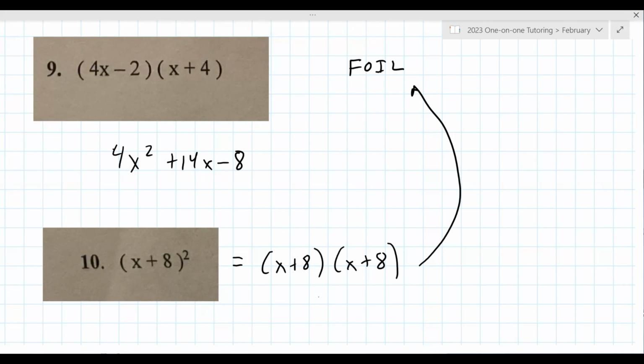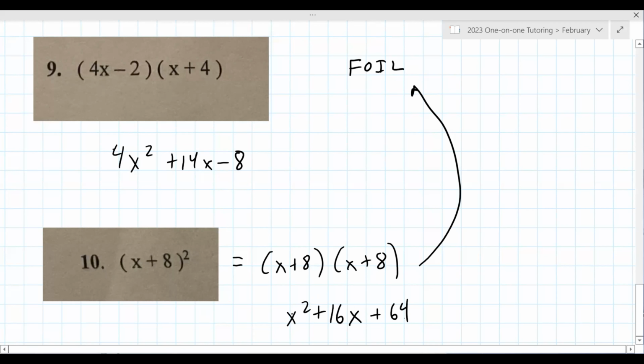It's just like the last one. X squared plus 16x plus 64. Oh, yeah, 16x. All right. How do you feel? We think we're done with that side of the sheet. Yeah. Pretty clear. Okay.